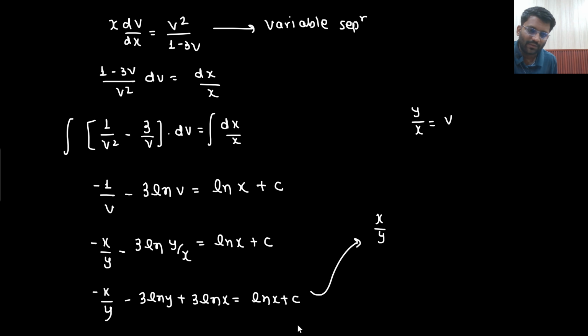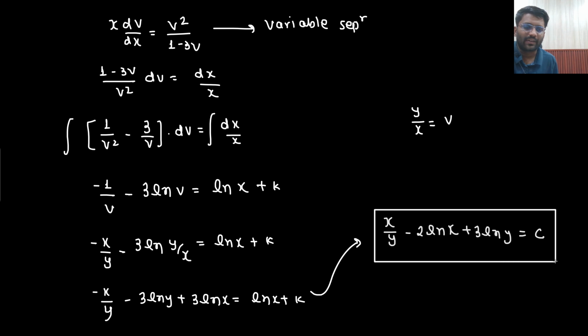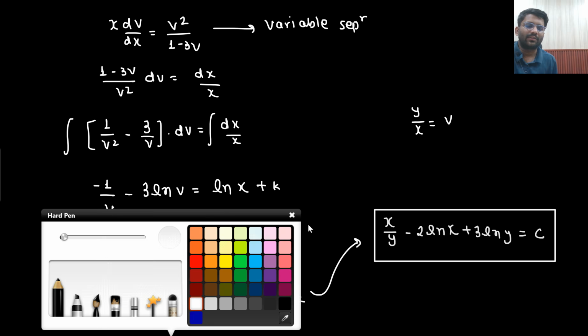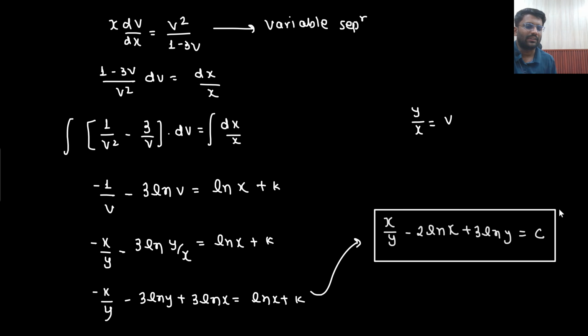From here, what answer will we be getting? x/y − 2 ln x + 3 ln y = some constant. Let's call this constant k; this constant will come out to be c. This is the answer we are getting: x/y − 2 ln x + 3 ln y = c. Same answer we are getting. Is that understandable to you or not?